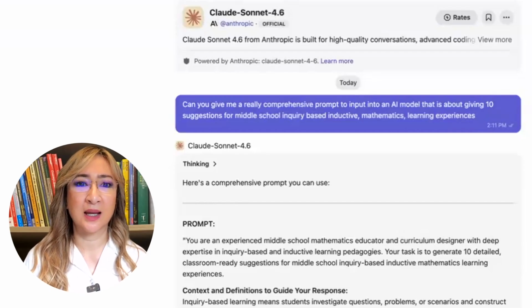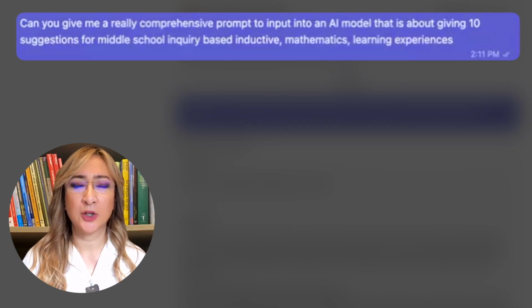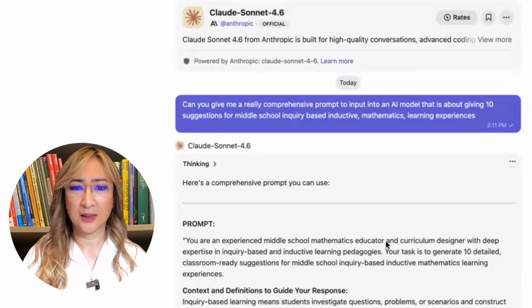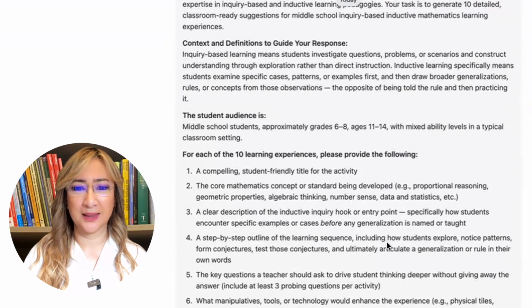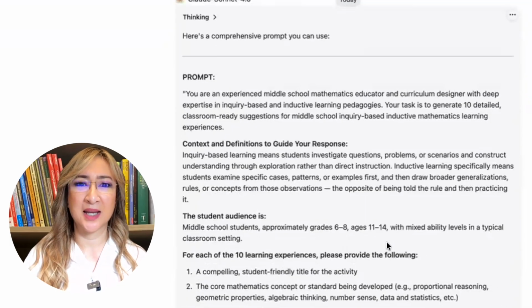I think it's 4.7 now, but anyway, it doesn't matter. So I said, can you give me a really comprehensive prompt to input into an AI model that is about giving 10 suggestions for middle school inquiry-based inductive mathematics learning experiences? And then look at the long prompt that it gave me. So let's have a look at this and see whether I need to edit this.